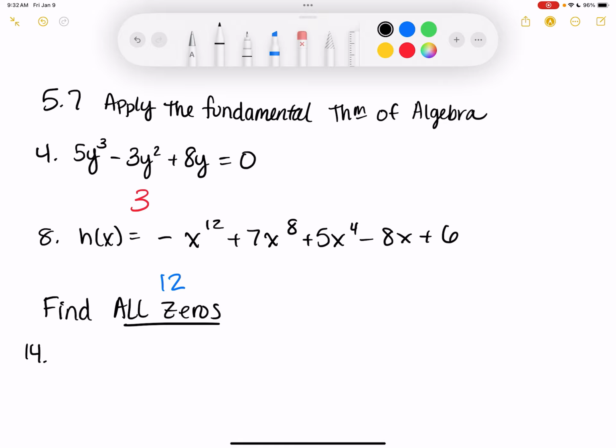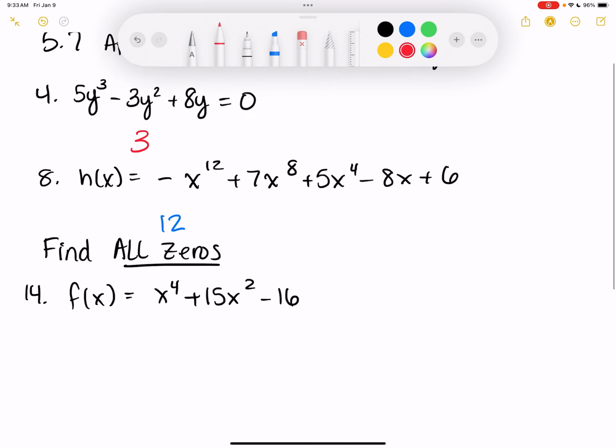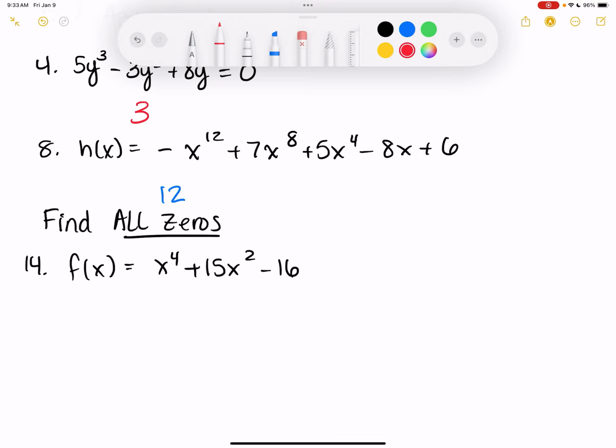So the process is basically the exact same as what we did yesterday. It's just when we get to the end, we're going to be finding the imaginary ones also, if there are any. So f of x is equal to x to the 4th plus 15x squared minus 16. 4 possible. So I should have 4 zeros when it's all said and done. I notice also that I'm missing 2 terms. I'm missing my x cubed term and I'm missing my x term. So I'm going to put a little note there so that when I do my synthetic, I make sure I have those.